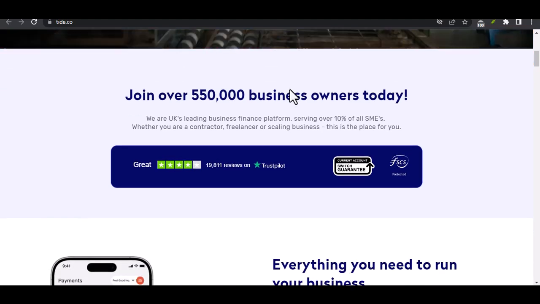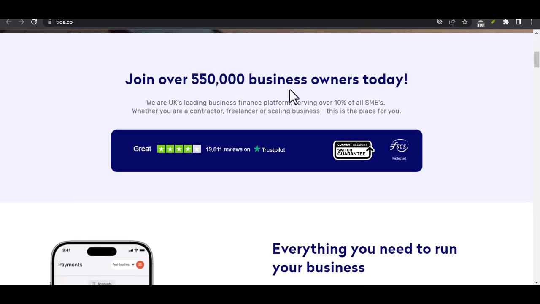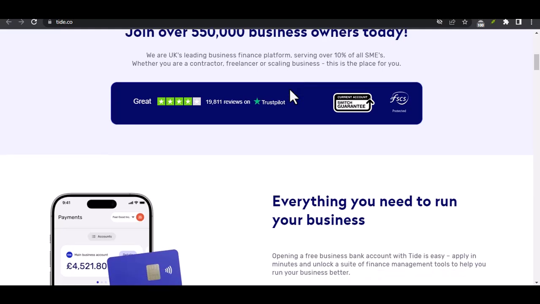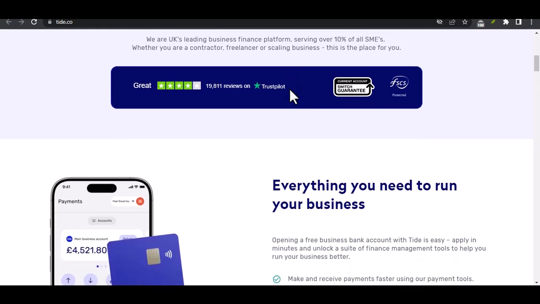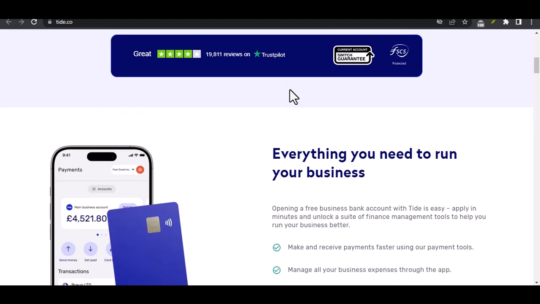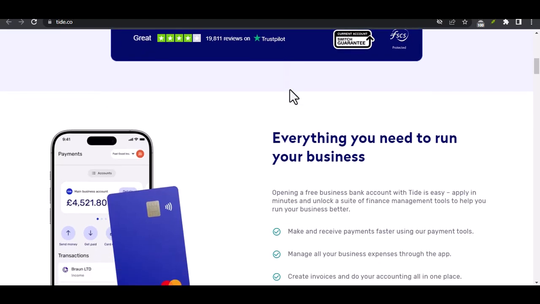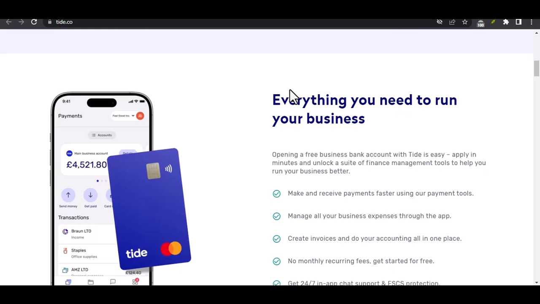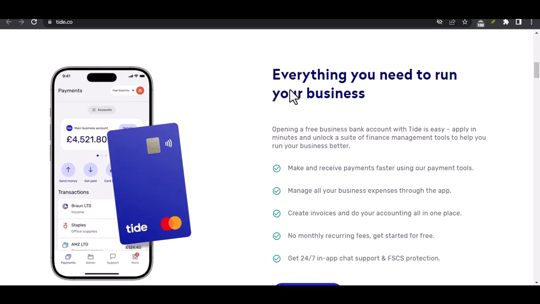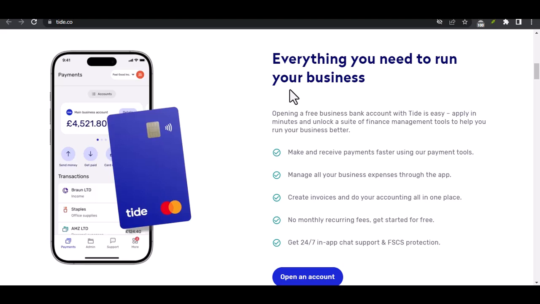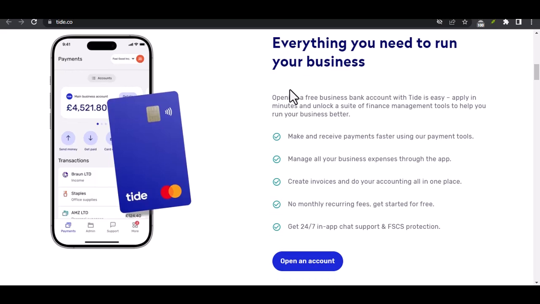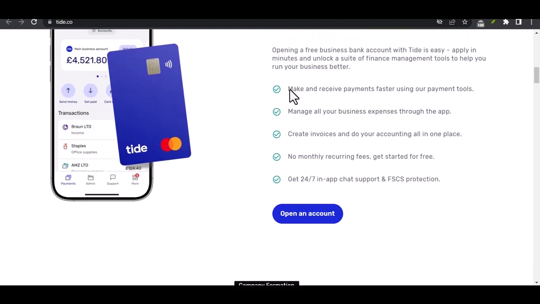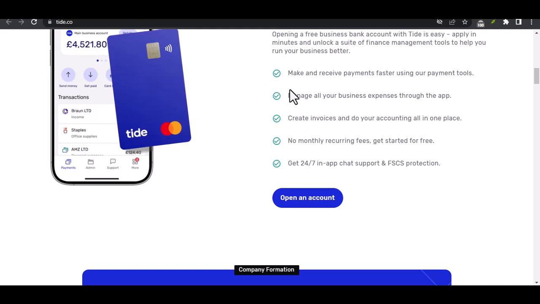Tide's appeal. Tide has gained popularity among small business owners and entrepreneurs for its simplicity, affordability, and digital-first approach. But before we get to the interest rates, let's understand a bit more about what Tide offers. Key features: fee-free banking, no monthly fees, no hidden charges, and no minimum balance requirements. Virtual cards, instant access to virtual debit cards for online payments. Invoice management, easy invoicing and payment tracking. Integration with accounting software, seamlessly connect Tide to popular accounting tools like QuickBooks and Xero.